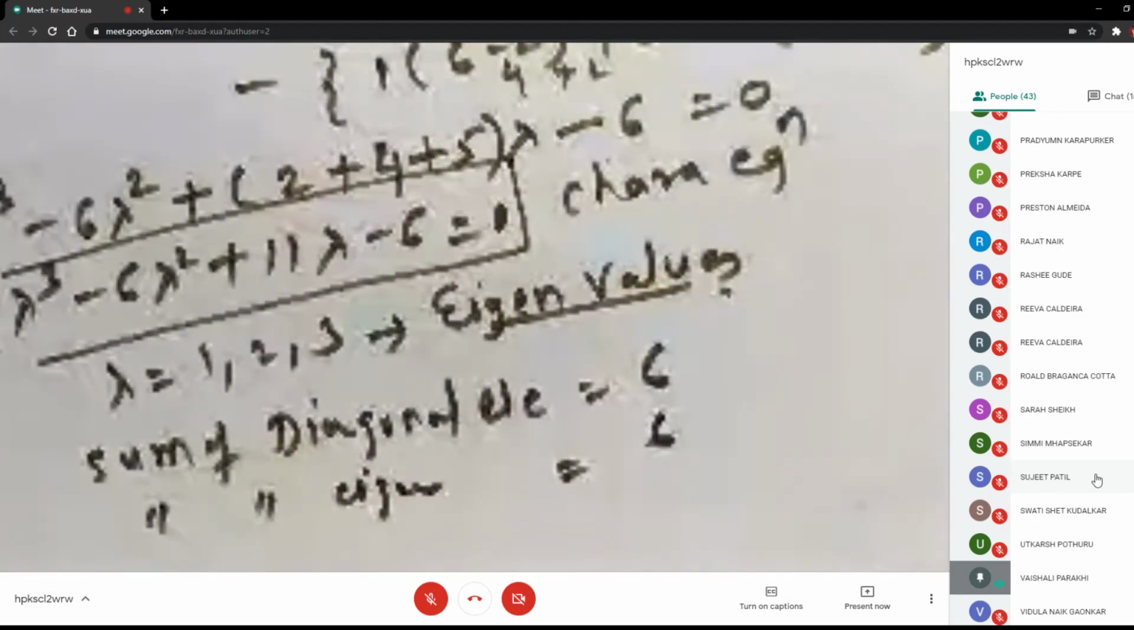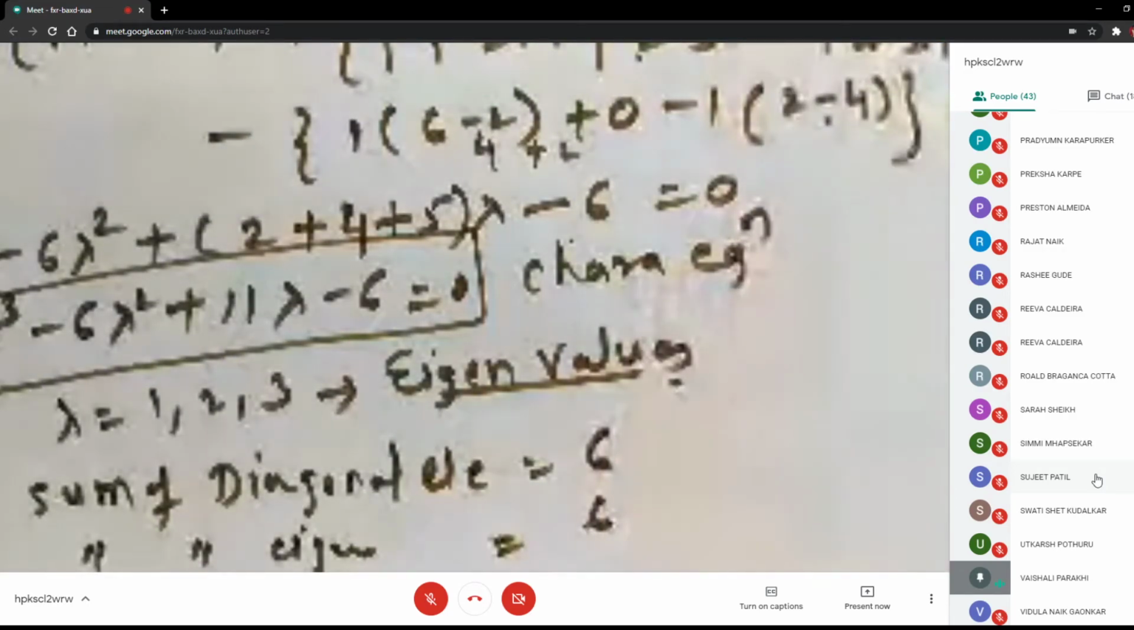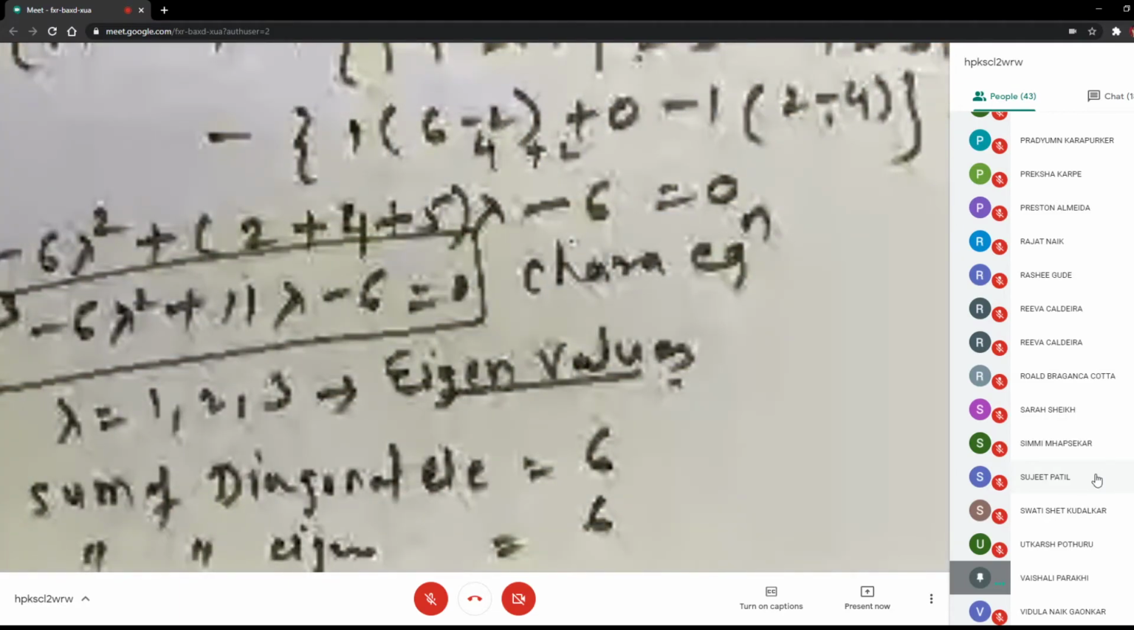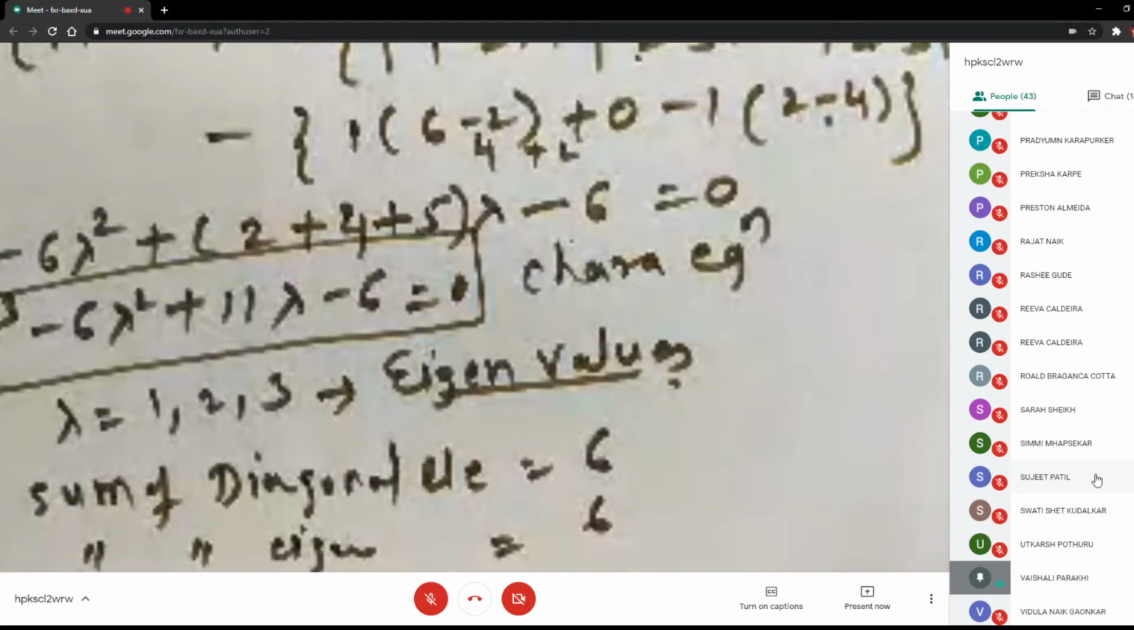So here, just by coincidence, it happened that your eigenvalues are the same as your diagonal elements. It is just a coincidence. Because in the last problem you must have seen your diagonal elements were different and your eigenvalues were different, but they are related with the sum. Okay? So in this way you can check the eigenvalues.